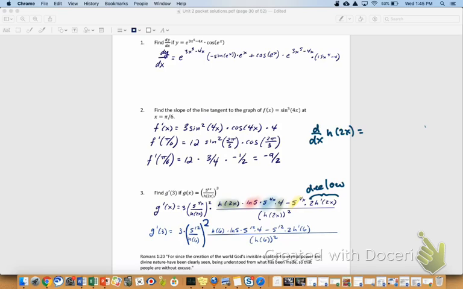Would you agree that h is the big box? Yeah. So the derivative of h of something would be h prime of that same something. But then you saw where the 2 came from? Yeah, it's the derivative of the inside. So times 2. I just wrote it in a different order. Are you sure? Okay.